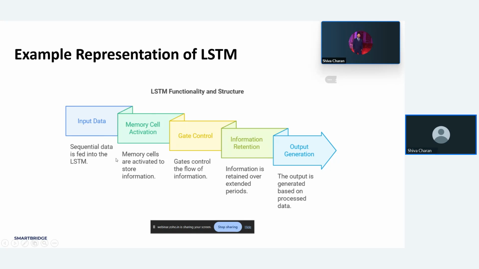Sequential data is fed into the LSTM. First, the information goes in as input. Then the memory cells are activated to store the information. Then the gates control the flow of the information, and that particular information is retained over extended periods. Then the output is generated based on the processed data. Hope everyone got this. Information goes from the input into the memory cell, the cells are activated to store the information, and then all that information goes into the gates.